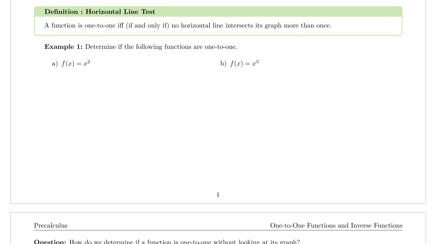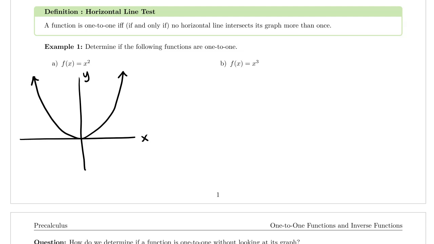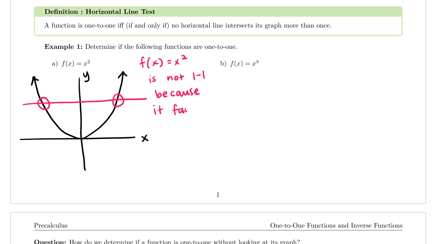Example 1 says determine if the following functions are one-to-one. Part A says f of x is equal to x squared. So I've gone ahead and sketched a graph of what f of x equals x squared looks like. If I apply the horizontal line test, and I draw any horizontal line that's above the x-axis, that horizontal line is going to cross our function graph at more than one location. So this fails the horizontal line test. So f of x equals x squared is not one-to-one because it fails the horizontal line test.